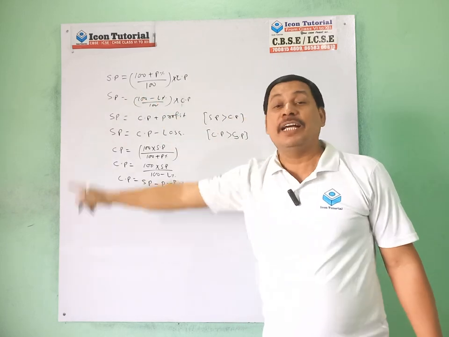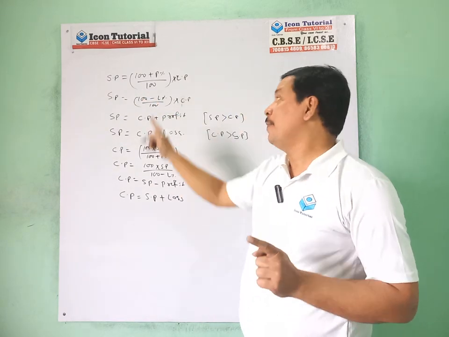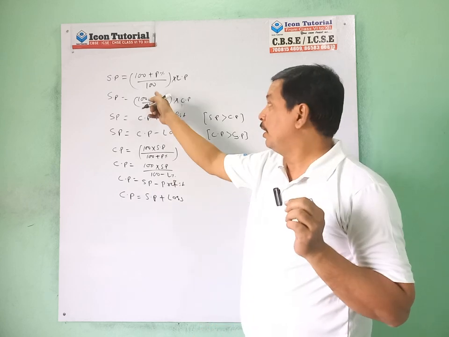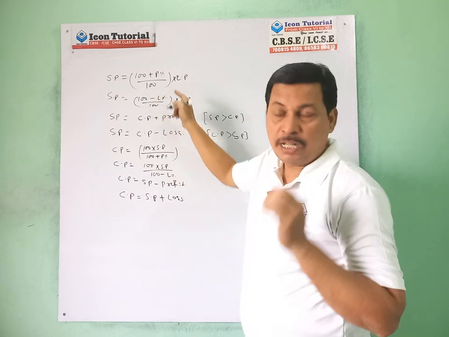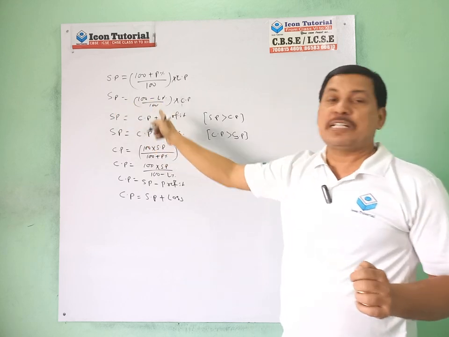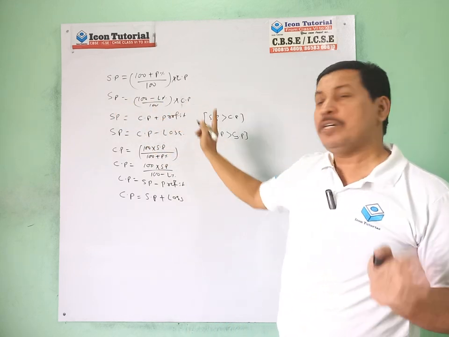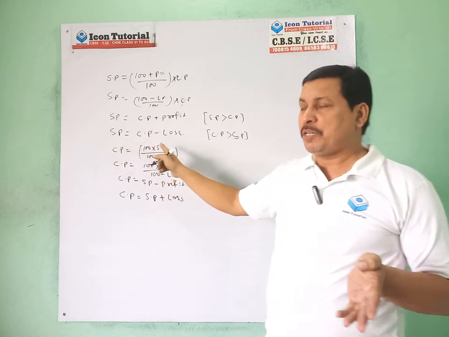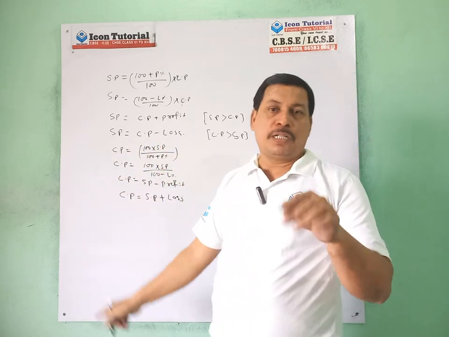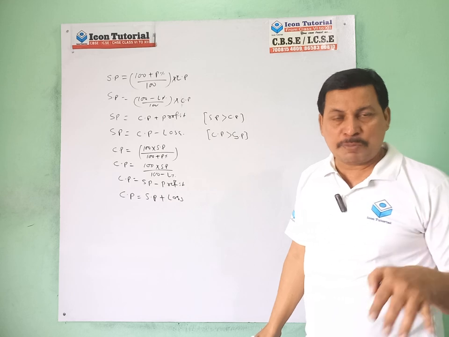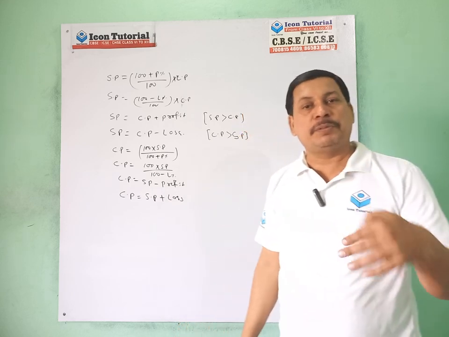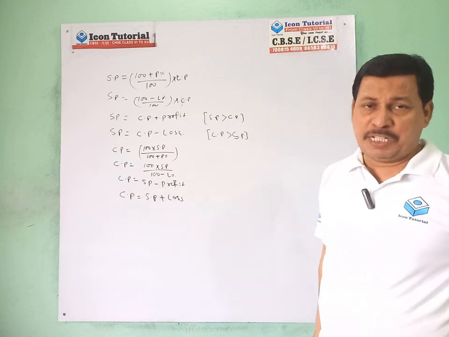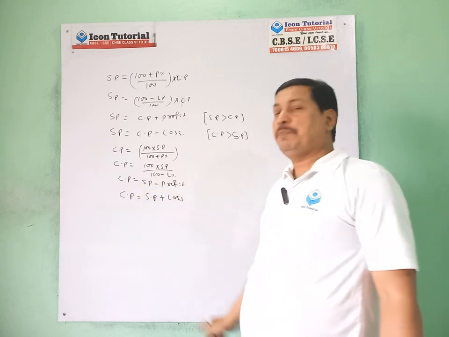So this is SP, selling price, equal to (100 plus P%, meaning profit percent) divided by 100 into CP, meaning cost price. Now similarly (100 minus loss percent) divided by 100 into CP. Now SP is equal to CP plus profit, then SP is equal to CP minus loss, then CP is equal to 100 into SP divided by (100 minus loss percent), or CP is equal to 100 into SP divided by (100 plus P%). Then CP is equal to SP minus profit, then CP is equal to SP plus loss.